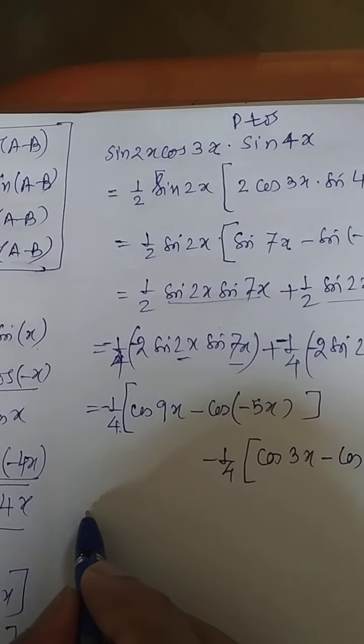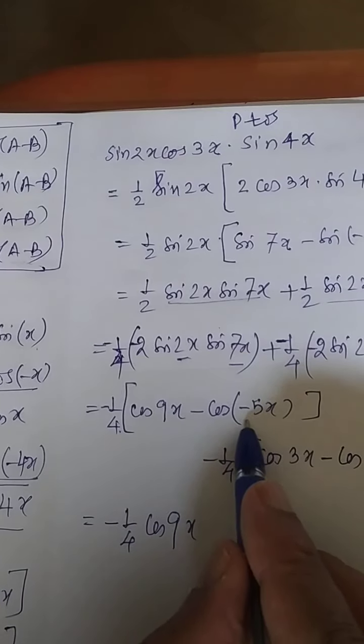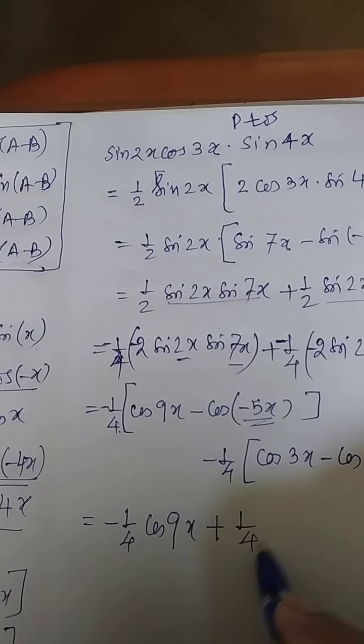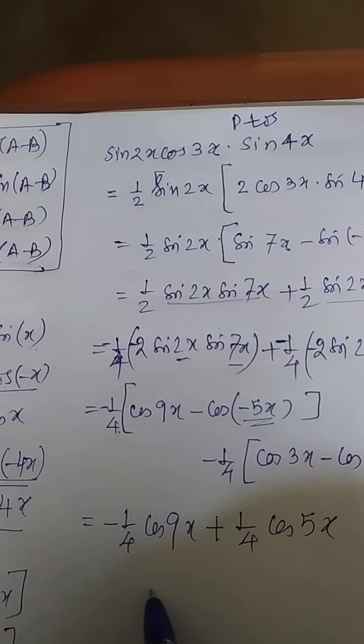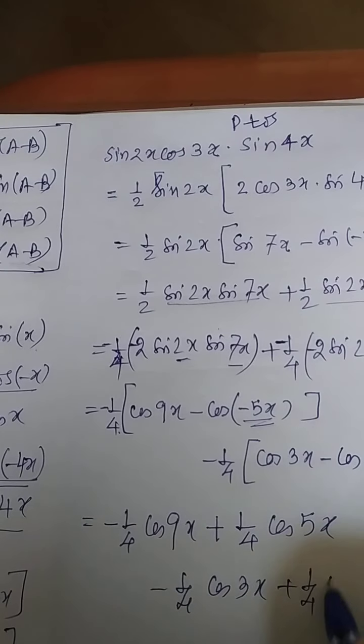Now you can simplify, open up the bracket. It will be minus 1 by 4 cos 9x. This is negative, but negative only, so it will be minus, plus 1 by 4 cos of 5x will be there. Minus 1 by 4 cos of 3x will be there. Plus 1 by 4, it will be cos x.